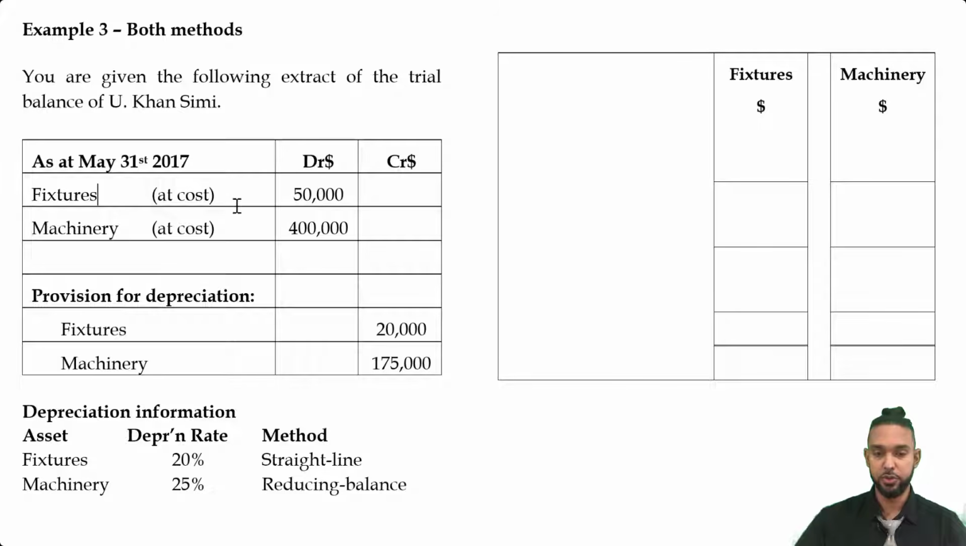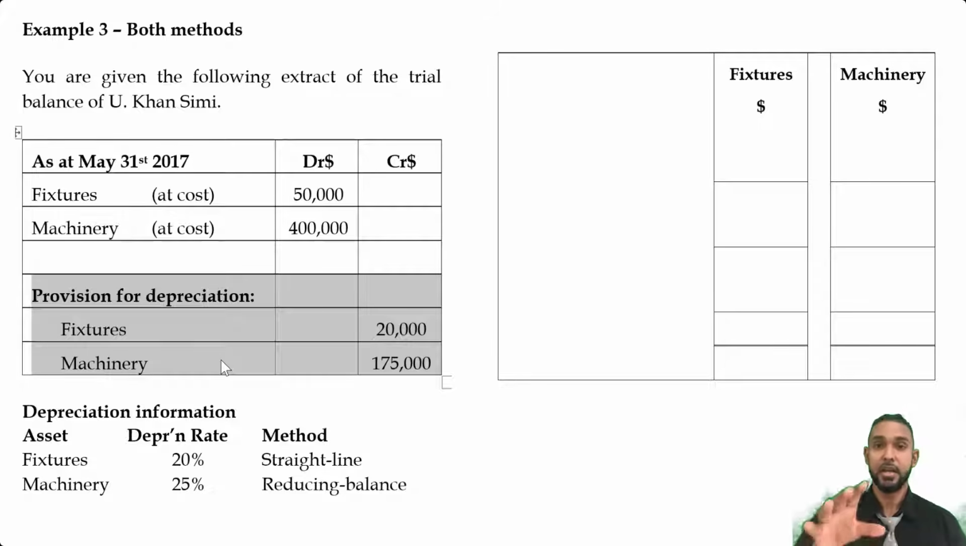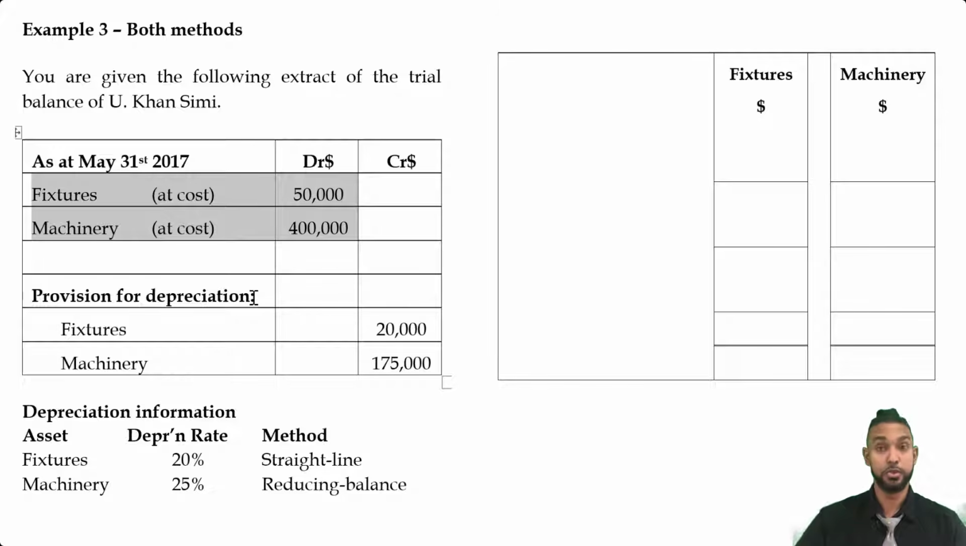All right, so we have two non-current assets, fixtures and machinery, 50,000 and 400,000 respectively. Then we have the provision for depreciation associated with those non-current assets. Now notice again, the provision figures are in the credit column, whereas the cost of the assets, right, those are in the debit column. Why? The provision for depreciation is a contra asset. Its role and function is to reduce the value of the asset shown in the balance sheet, right? And if assets have debit balances, to reduce those, we need counterbalancing credit balances.